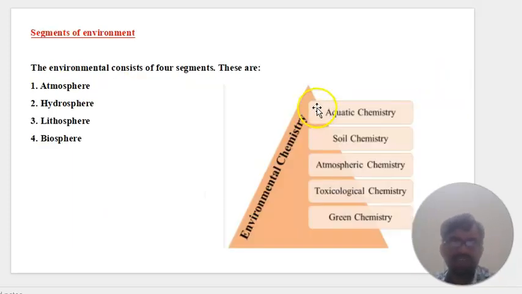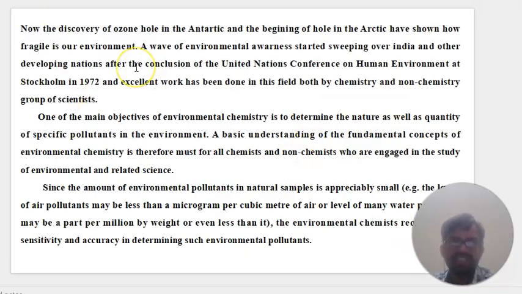Now coming to more recent events, you can see the discovery of the ozone hole in Antarctica, and the beginning of a hole in the Arctic, which shows how fragile our environment is. The wave of environmental awareness started sweeping over India and other developing nations after the conclusion of the United Nations Conference on Human Environment at Stockholm in 1972. Excellent work was done in the field by both chemists and non-chemist groups of scientists.